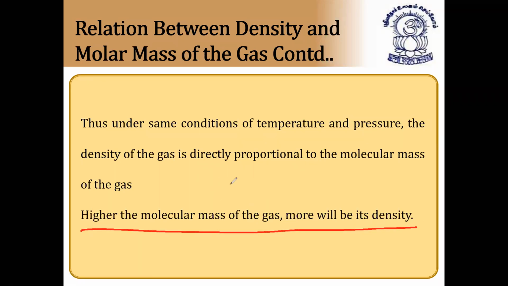We have already seen from the gas equation also that D is equal to PM by RT. By this you can understand that density is proportional to pressure as well as the molecular mass of the gas. So the more the molecular mass, the molecular weight, automatically the more will be the density. I hope it is clear. Next.